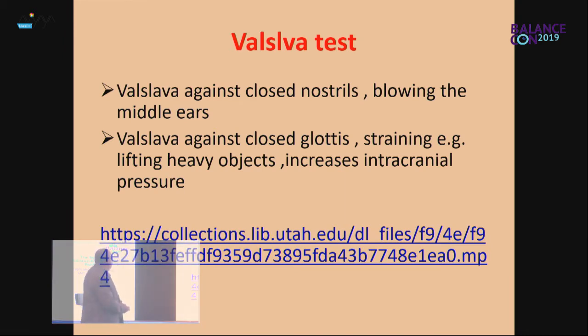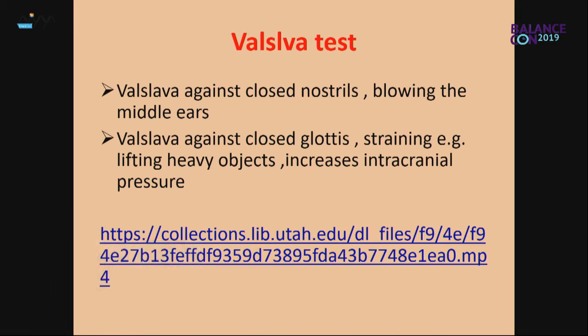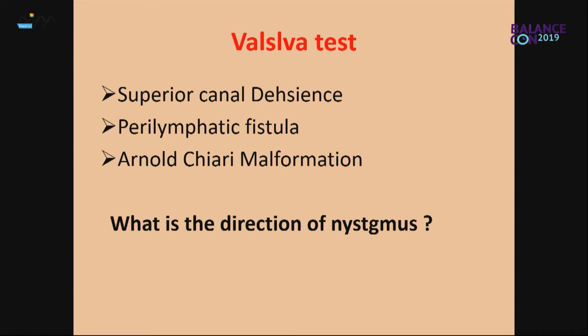Valsalva test. There are two types of Valsalva test. It can be against the closed nostril, blowing into the middle ears, or against a closed glottis, like straining or lifting a heavy object, which increases the intracranial pressure. And here is a link for a video. So what conditions can you expect to have a positive Valsalva test? Superior canal dehiscence, perilymphatic fistula, and Arnold-Chiari malformation.